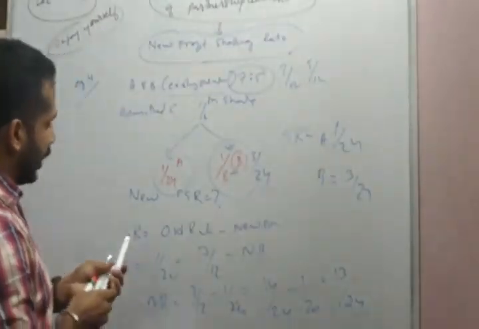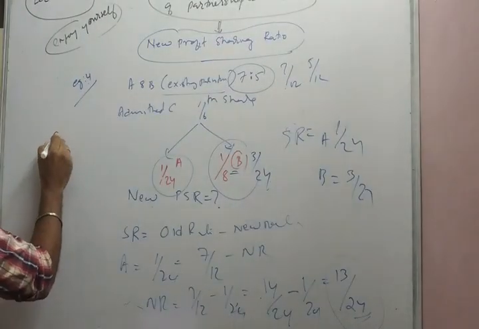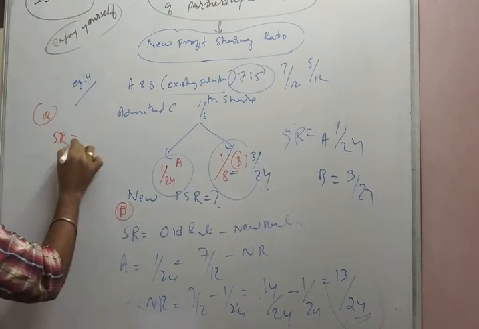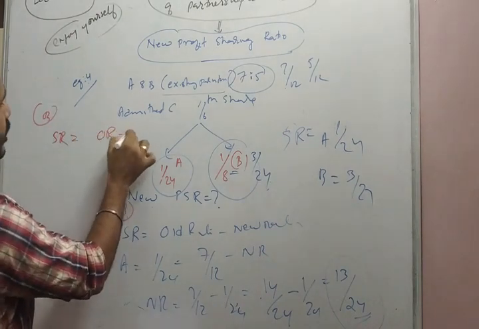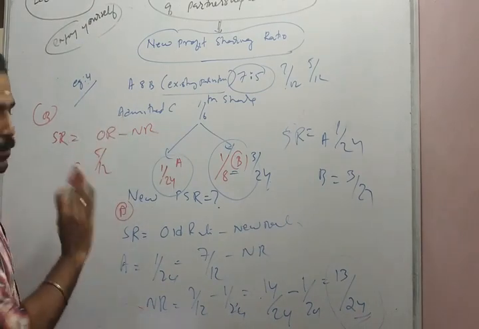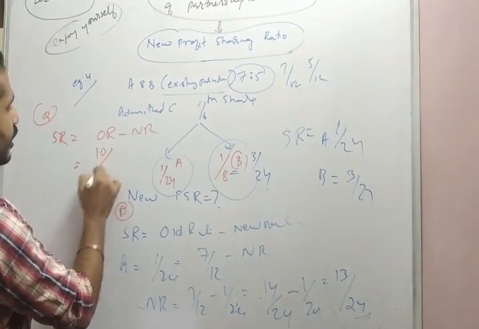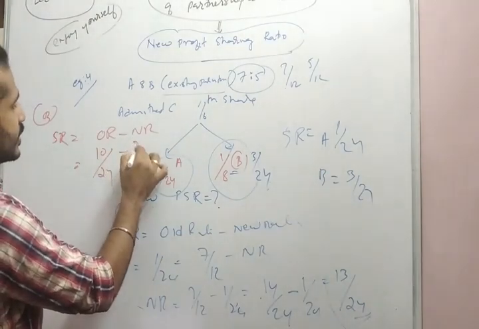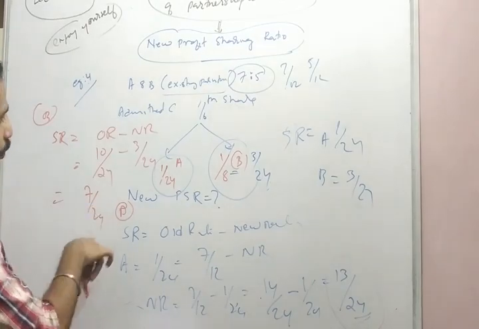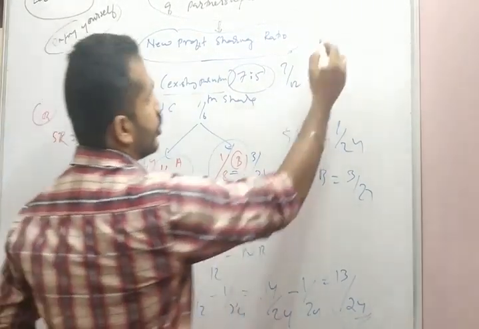Talking about B's share, B's sacrificing ratio is equal to old ratio minus new ratio. What is the old ratio? 5 by 12. That means 5 by 12 is 10 by 24. 10 by 24 minus 3 by 24, then what will we get? 7 by 24. So what is the new profit sharing ratio?